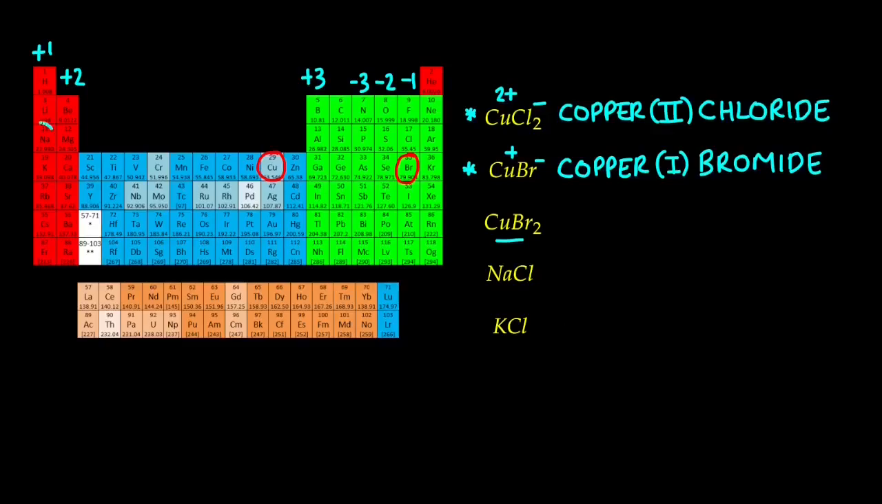Now elements in the same group tend to form analogous compounds, such as sodium chloride and potassium chloride. So here we can see the ratio of charge in sodium chloride is the same as the ratio of the charges in potassium chloride. And the ratio of elements is also the same.